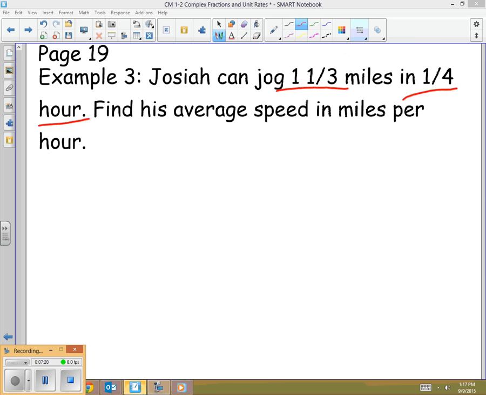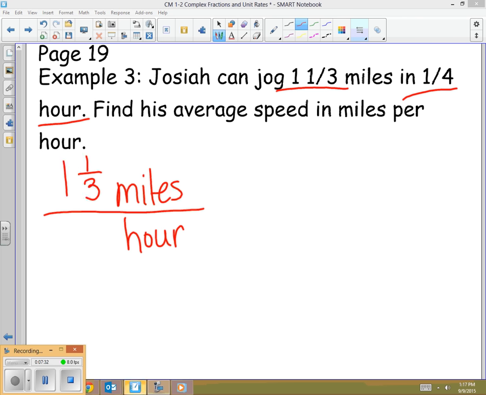I will rewrite it as miles per hour. Remember, the word per means to divide. So we have 1 1/3 miles that he jogged, and it took him 1/4 of an hour. Now, I am not going to draw this in a picture. I am going to go straight to the traditional algorithm since this is a complex fraction. It's a little more complicated.